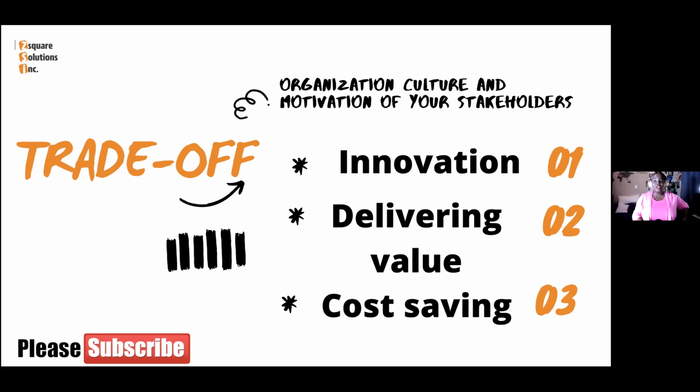All right, so one of the things you have to consider is really the trade-off, because in the organization that you are in, everybody has different things that are really important to them. So you have to understand the organization culture and the motivation of your stakeholder. Is it innovation? Is it trying to deliver value? That is the most important thing. Or is it cost saving? I've been in an organization where all they want to do is save money, save money, save money. So automation is something that they want to look into to save money.